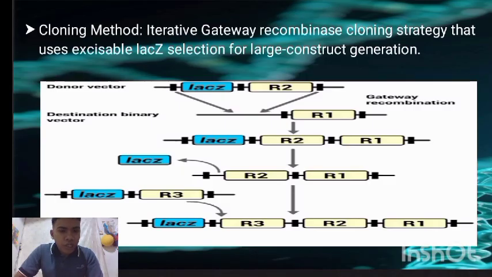We can see in the diagram that there is a donor vector attached to the Gateway recombination destination binary vectors. So the LacZ and R2 is attached to the R1. After that, the LacZ was removed and the LacZ was bound to R3, and then the LacZ and R3 were again bound to R2 and R1.